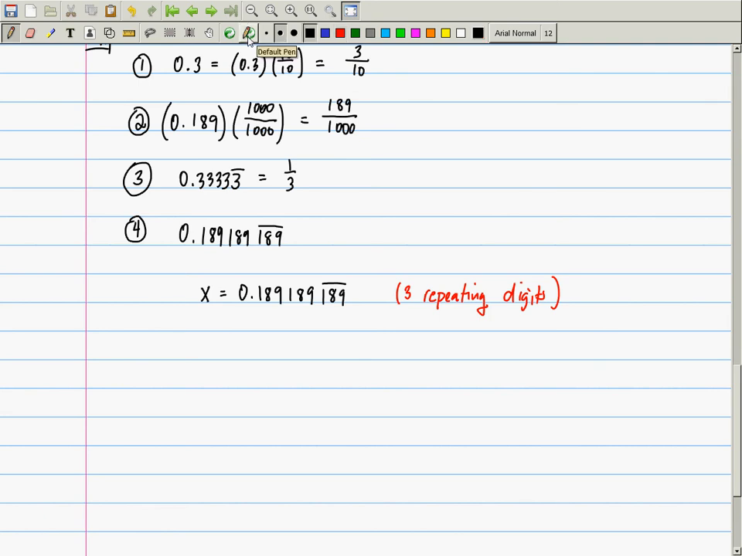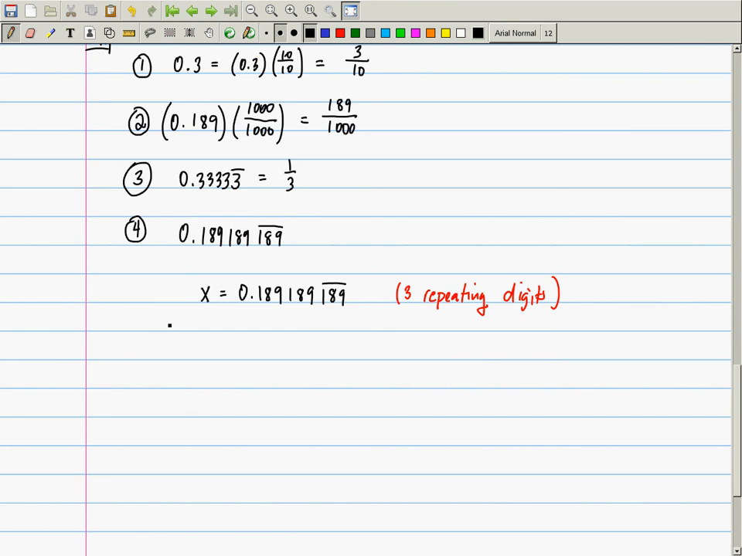Because there's three repeating digits, I'm going to multiply by 10 three times. If there were 12 repeating digits, I would multiply by 10 12 times. And if there were five repeating digits, I'd multiply by 10 five times. If there were banana repeating digits, I'd multiply by 10 banana times. Okay, so then multiplication by 10 three times is 1,000.